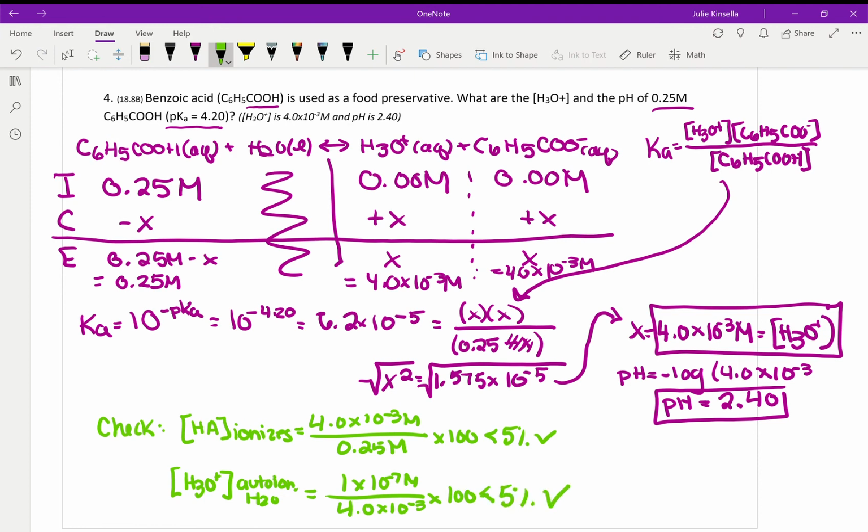Okay, you can turn this one off, and then we're going to move on and do percent ionization to wrap up our weak acid calculations.